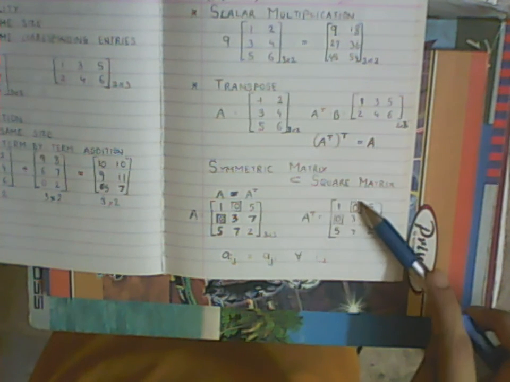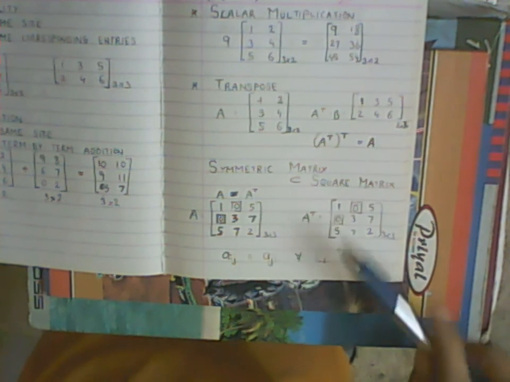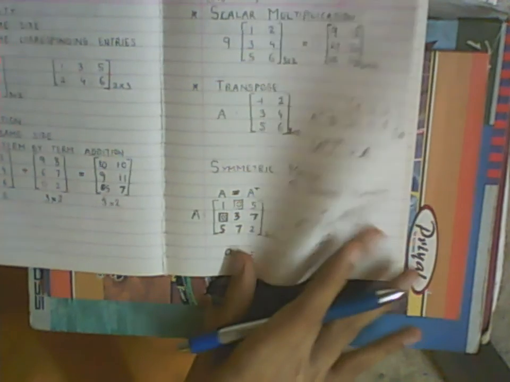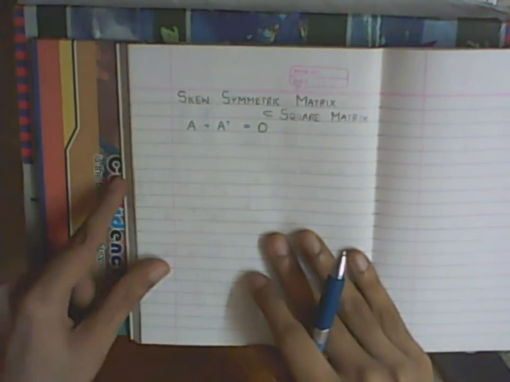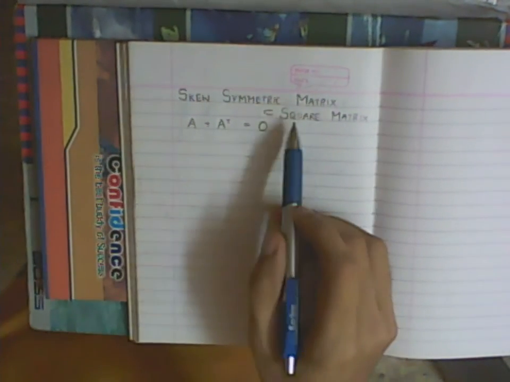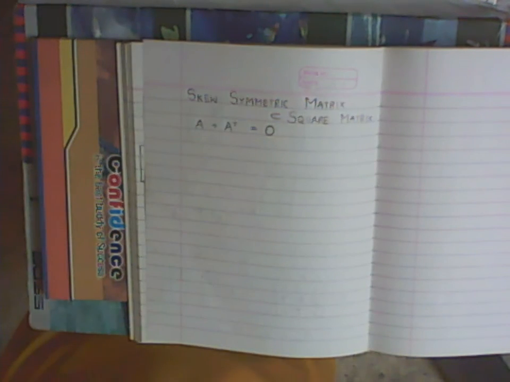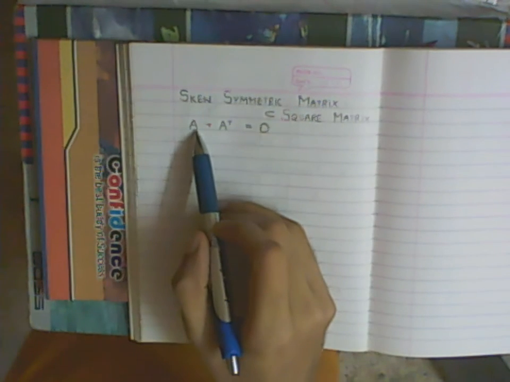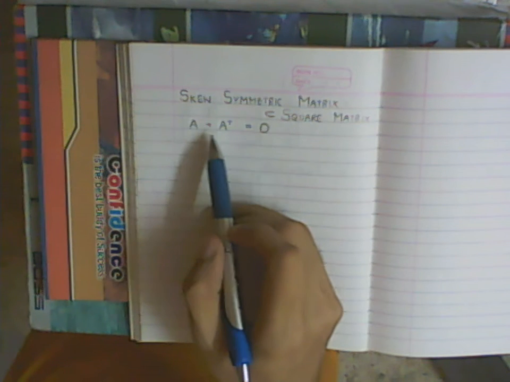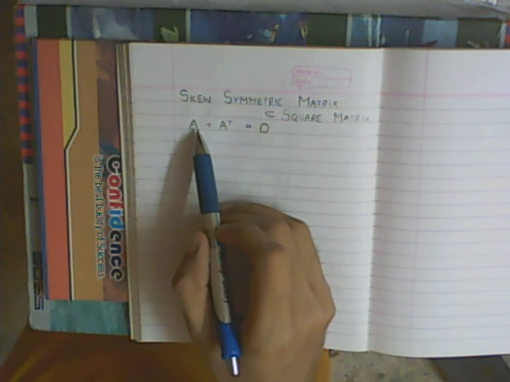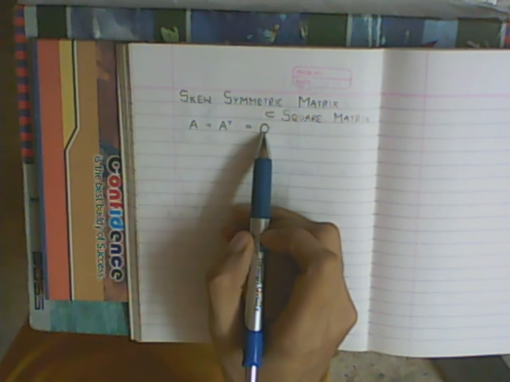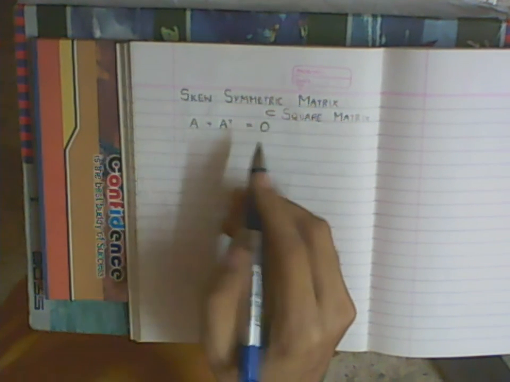So if you have the entry here, it should be the same entry here. The other special kind of matrix is the skew symmetric matrix, and again it is a special kind of square matrix. In layman's language, it is a matrix A which, when you add its transpose to that matrix, gives you the zero matrix back, the null matrix back.